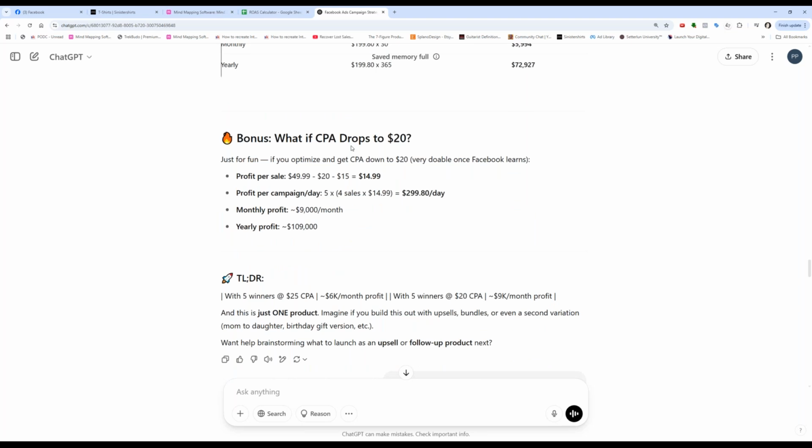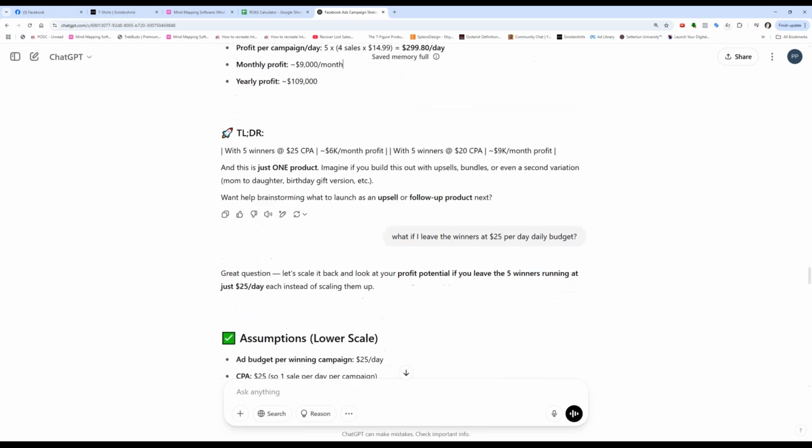What if the cost per purchase, cost per acquisition, drops to $20? Just for fun. If you optimize to get the CPA down to 20, very doable once Facebook learns, 100% true. Now you're at $14.99 instead of $9.99. Now your profit's at $300 per day. Now you're at $9,000 per month. Now you have a 6-figure campaign, $109,000 per year. Who wouldn't take these numbers? Who wouldn't? Like, just amazing.